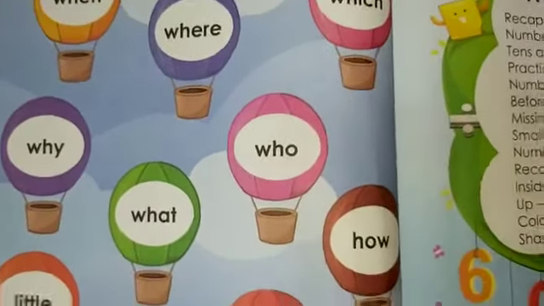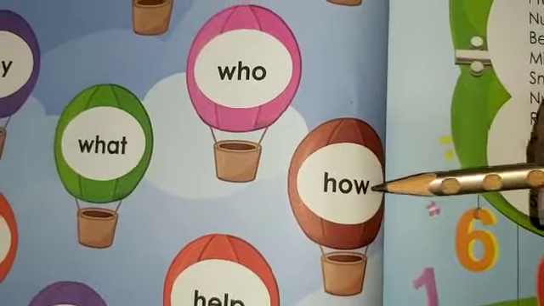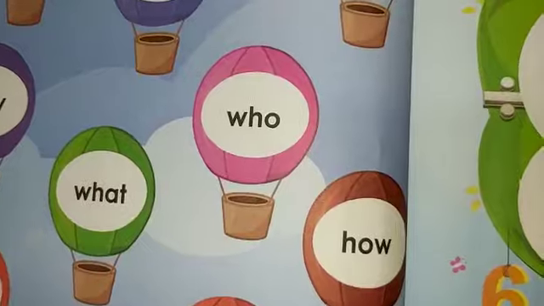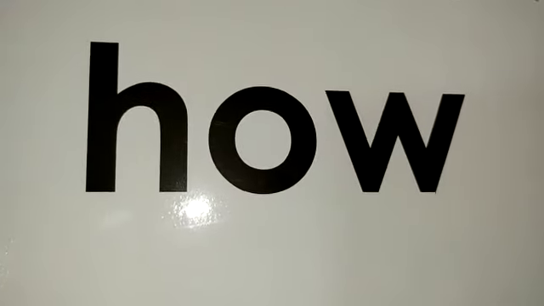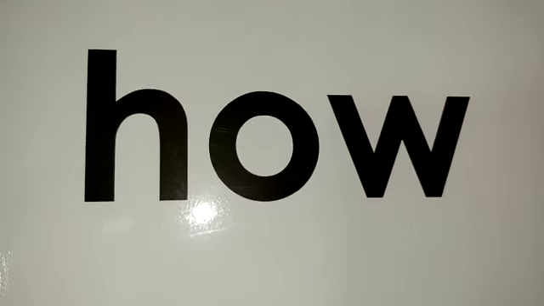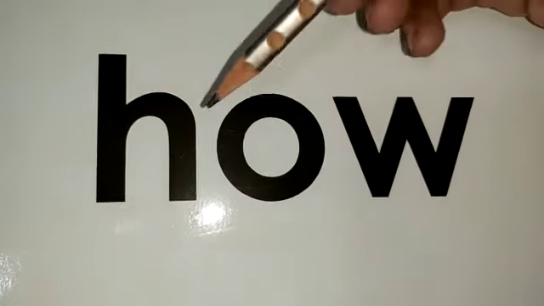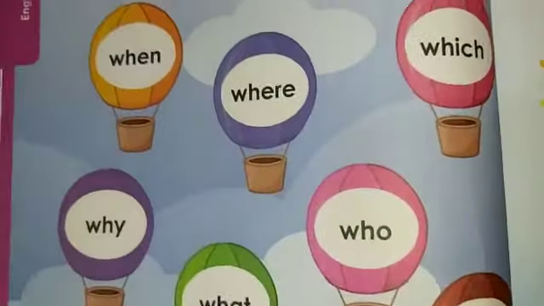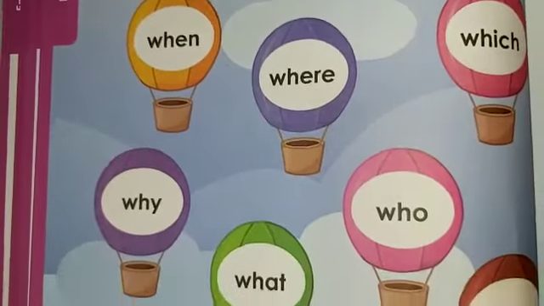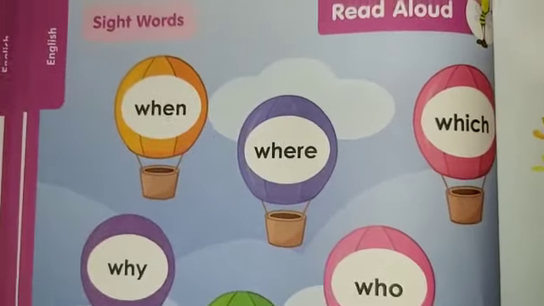Now, the last one. H-O-W, how. This is the card for how. A sentence can be, how are you? What is the sight word? How. H-O-W, how. So I hope all these sight words are clear to you. Please go through this page number 30 and try and understand these sight words.